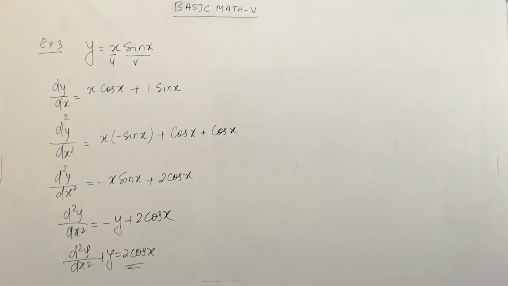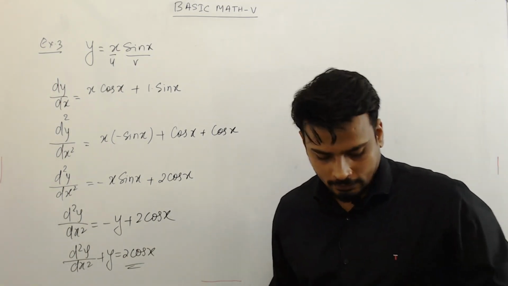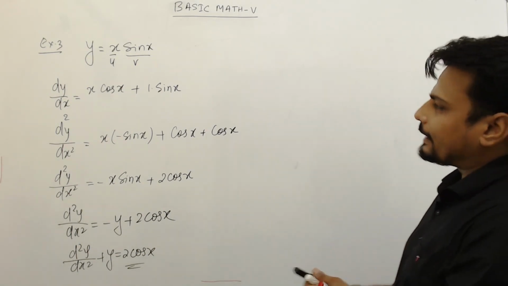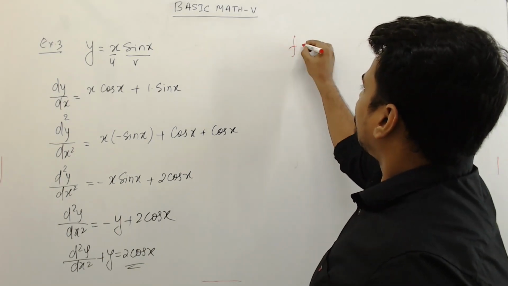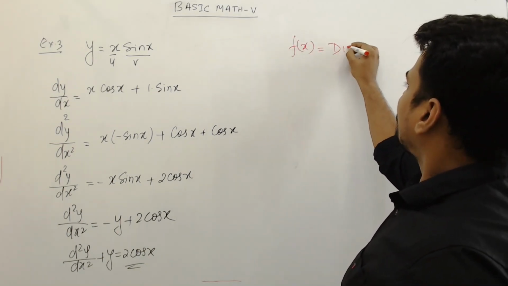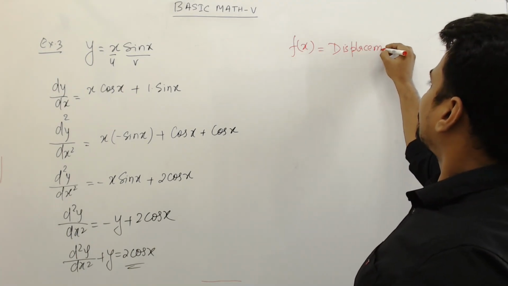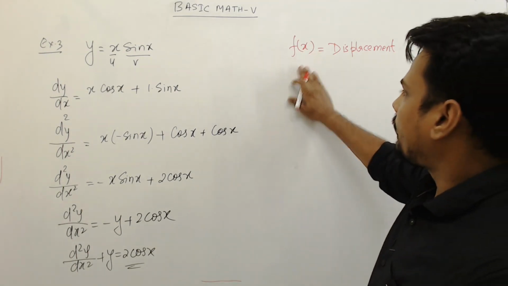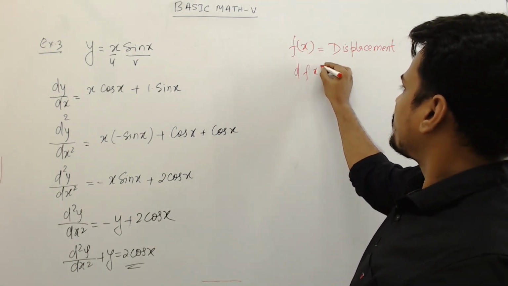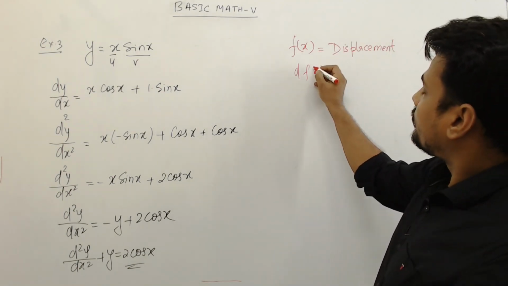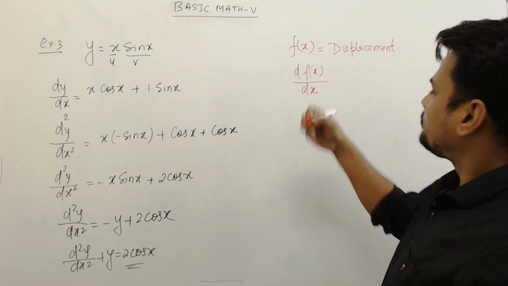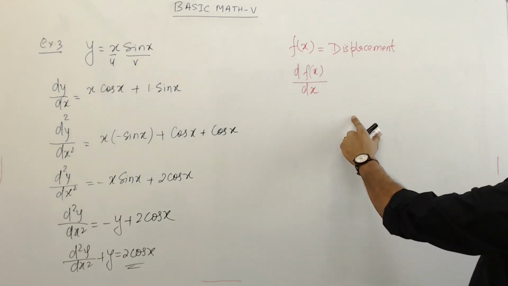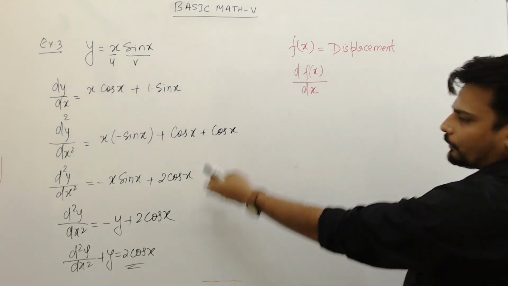Now, I would like to tell you a couple of things before I go further and give you some more examples. Suppose f of x represents the displacement of an object, and it is changing with respect to time. If I differentiate this, let's suppose with respect to x as of now, it's a displacement which is a function of x. If I differentiate that with respect to x, normally we're going to follow this.